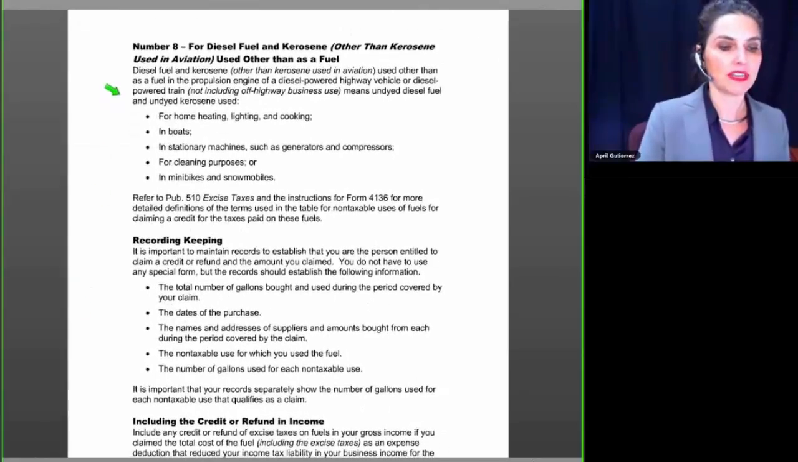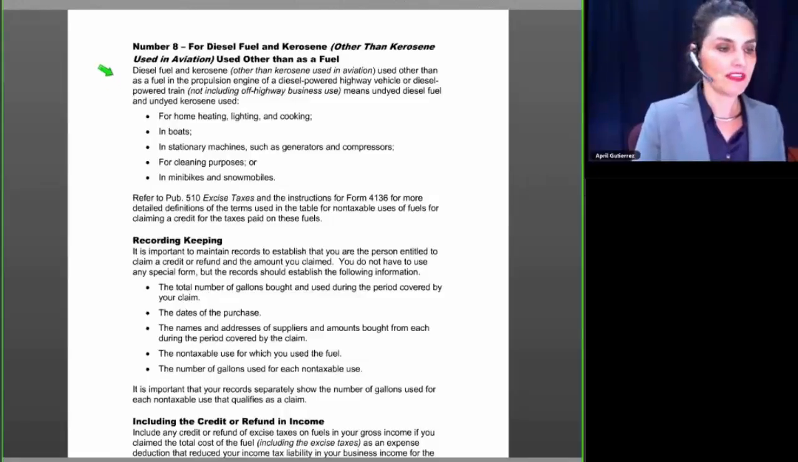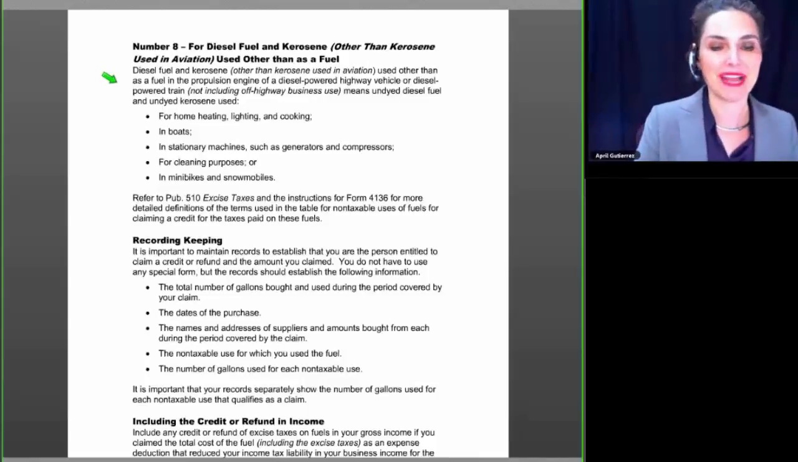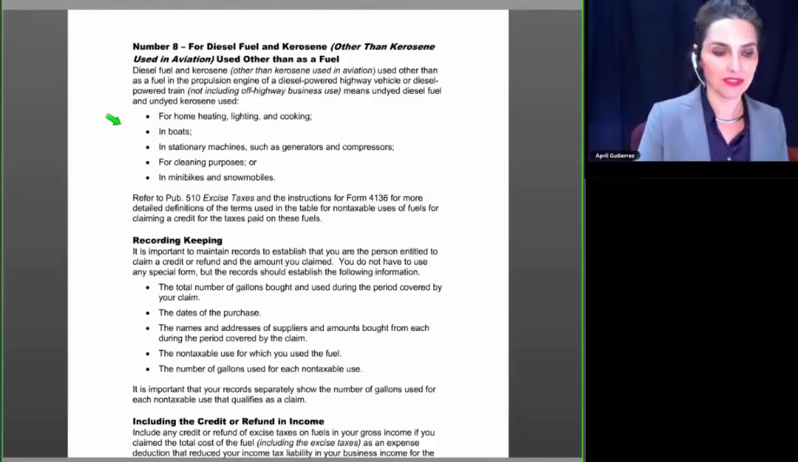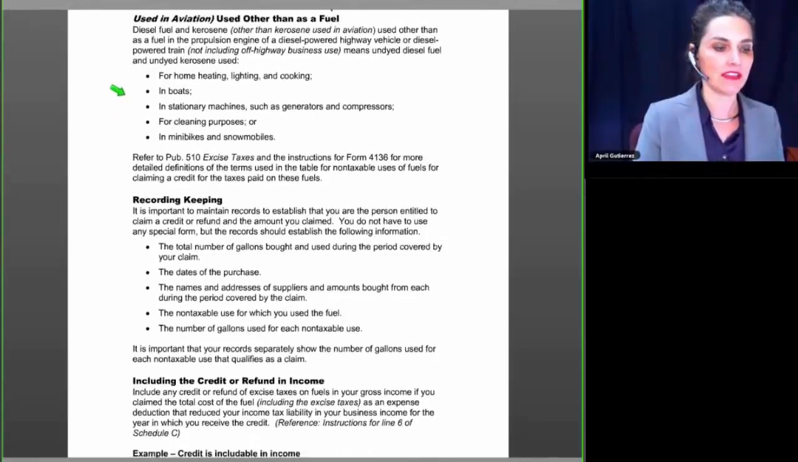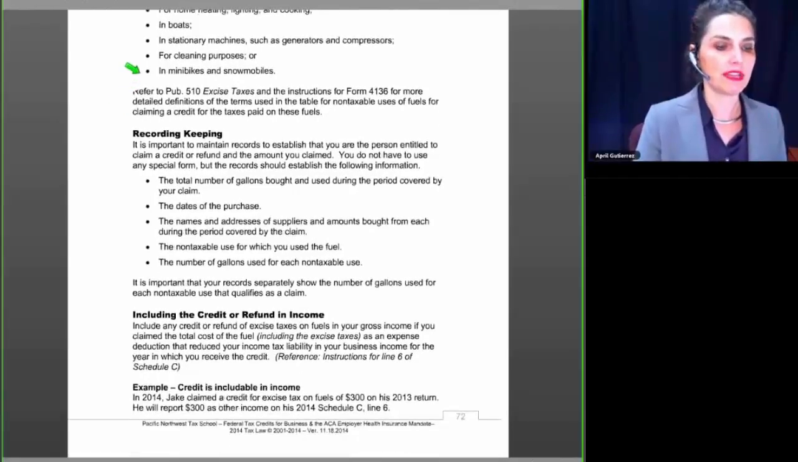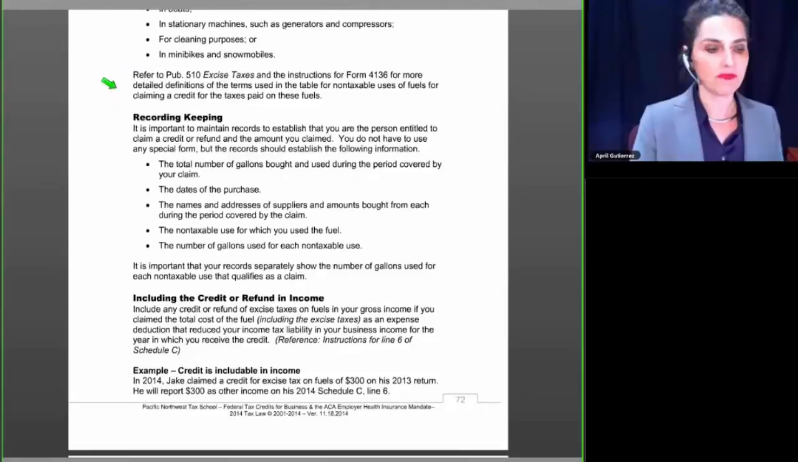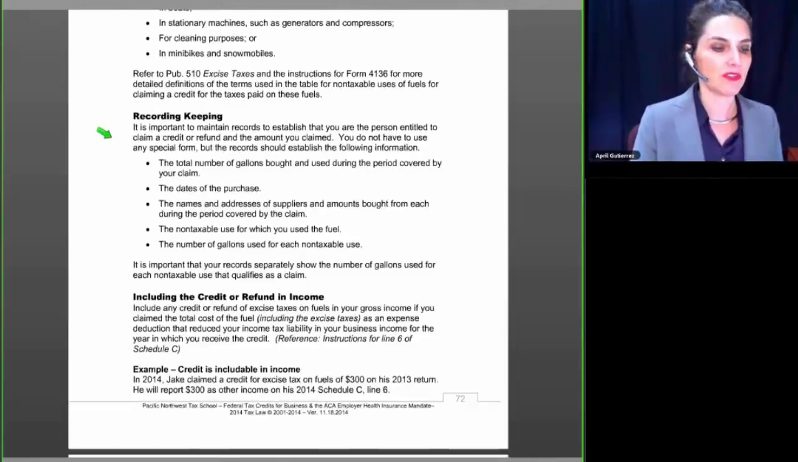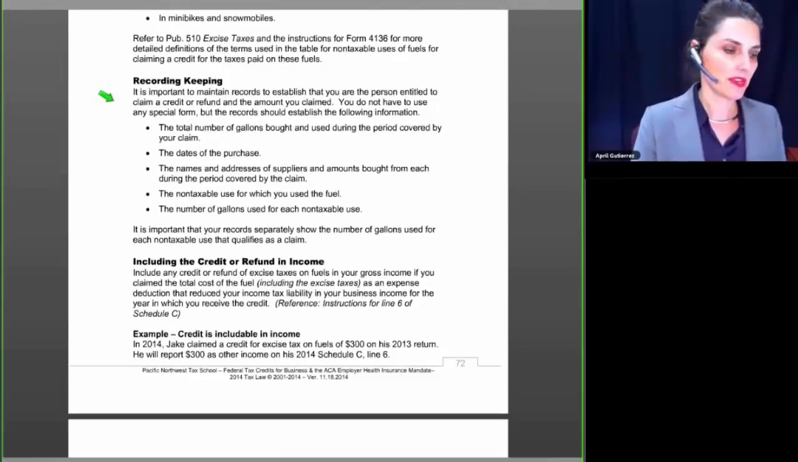Number 8, diesel fuel and kerosene, other than kerosene used in aviation, used other than as a fuel. Diesel fuel and kerosene used other than as a fuel in the propulsion engine of a diesel-powered highway vehicle or diesel-powered train means undyed diesel fuel and undyed kerosene that is used for home heating, lighting, and cooking, in boats, in stationary machines such as generators and compressors, for cleaning purposes, or in mini bikes and snowmobiles. You should refer to Publication 510, Excise Taxes, and the instructions for Form 4136 for more detailed definitions of the terms used in the table for non-taxable use of fuels in claiming a credit for tax paid on these fuels.